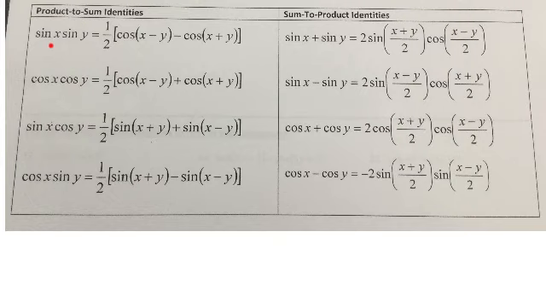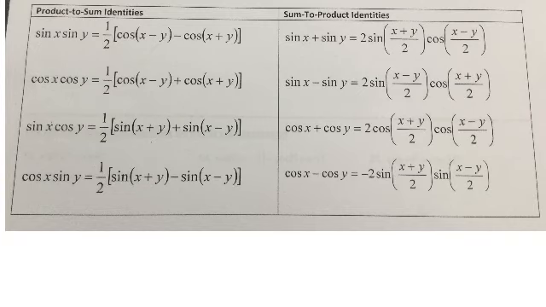So you can see here this starts as sine of x times sine of y. That can be rewritten as 1/2 cosine of x minus y minus cosine of x plus y. And then you can see the other ones that go on here. Here's a cosine times cosine, sine times cosine, or cosine times sine, right? Again, these are products that are being rewritten as a sum or a difference.